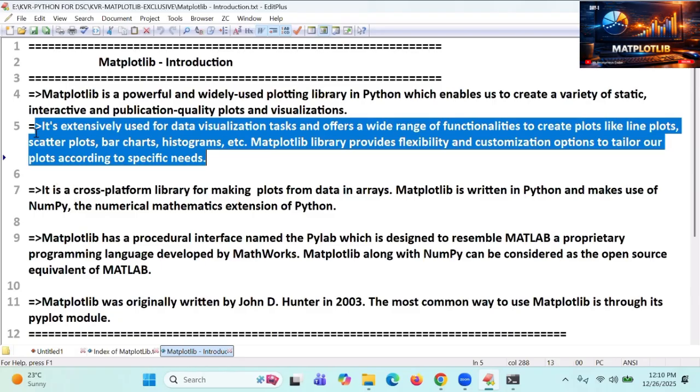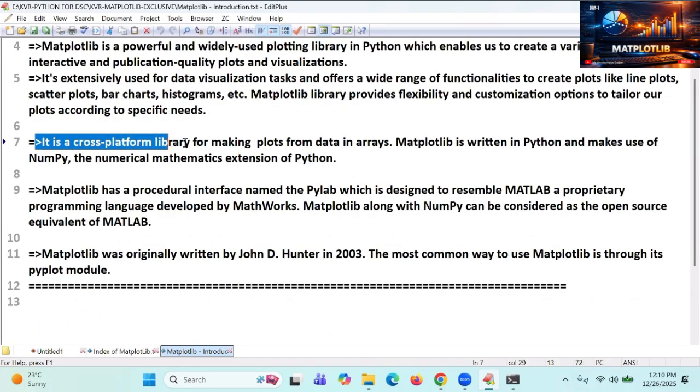So let's start. It is a cross-platform library. What is meant by cross-platform? It can run on any OS. Beginning, platform independent. C++ does not support cross-platform compilation or execution, but Python can run on any OS. And Python-related Matplotlib, once you design your application, can run on any platform. That is called a cross-platform library.